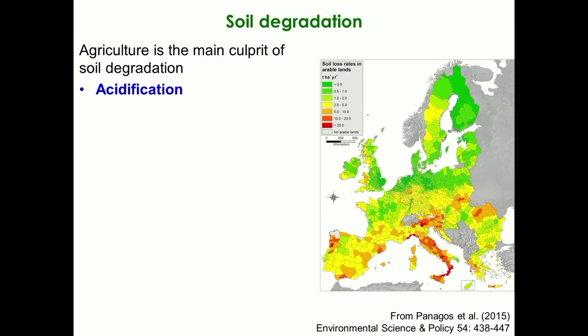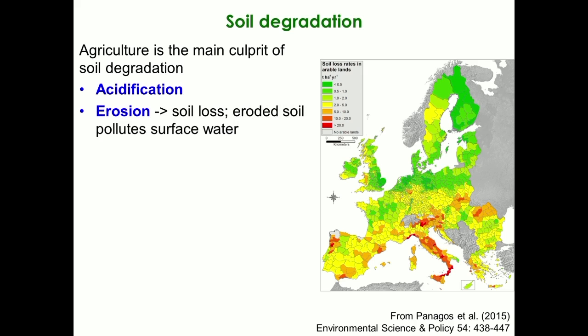So, as I say, soil degradation is a problem all over the globe. This is just showing some data for Europe. A lot of European soils are being lost at quite fast rates, particularly in southern Europe and bits of Western Britain. And there are various reasons by which soil can be damaged and degraded. One of them is acidification, which we've already touched on. Another process of degradation is erosion.